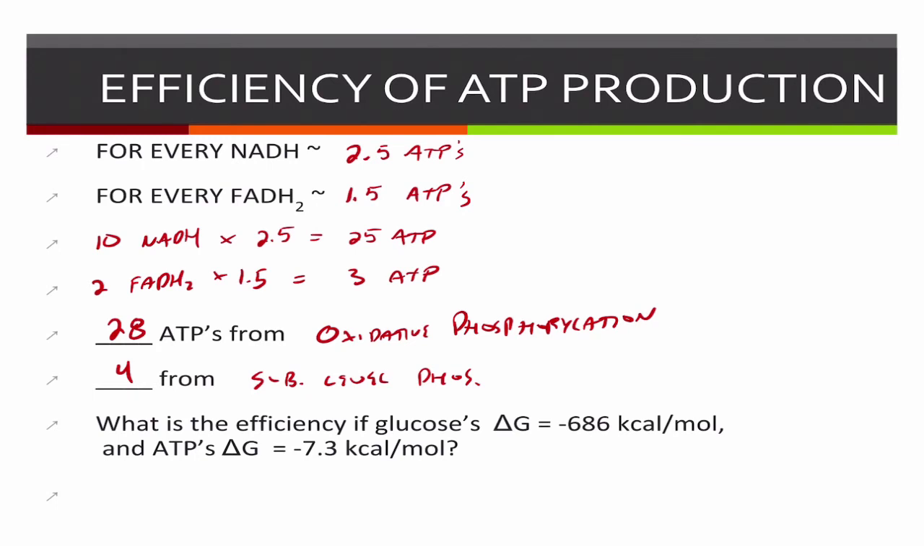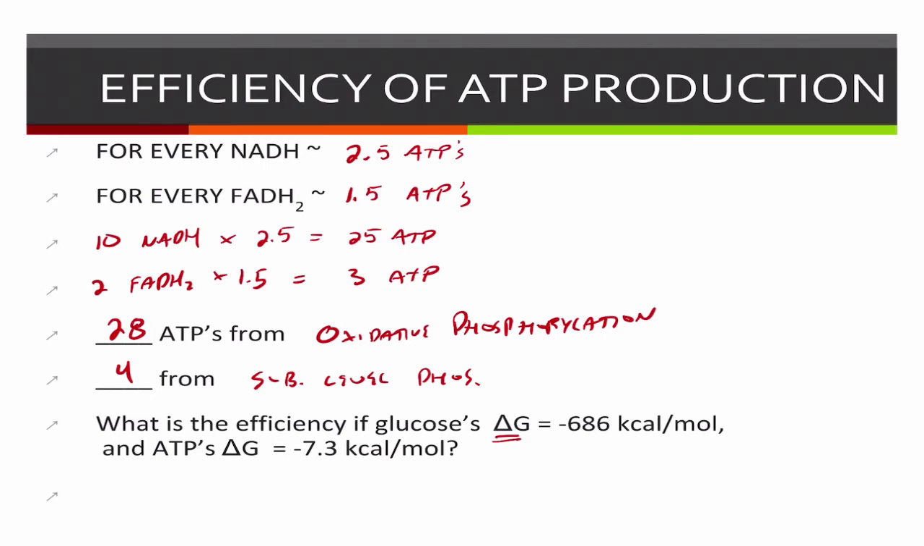If we look at the numbers here, and again, each book you're going to see different numbers. Some books will say 36 or 38. We're going to look at these numbers using these ones. We'll say, what is the efficiency if glucose is free energy, right? This is that whole free energy idea. If glucose is negative 696 kilocalories per mole, and the free energy of ATP itself is negative 7.3 kilocalories per mole, right? So basically, how efficient is your body at producing ATP?